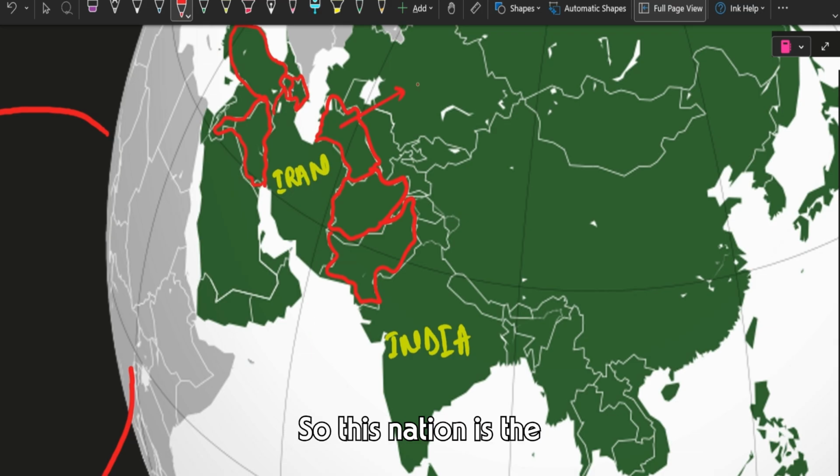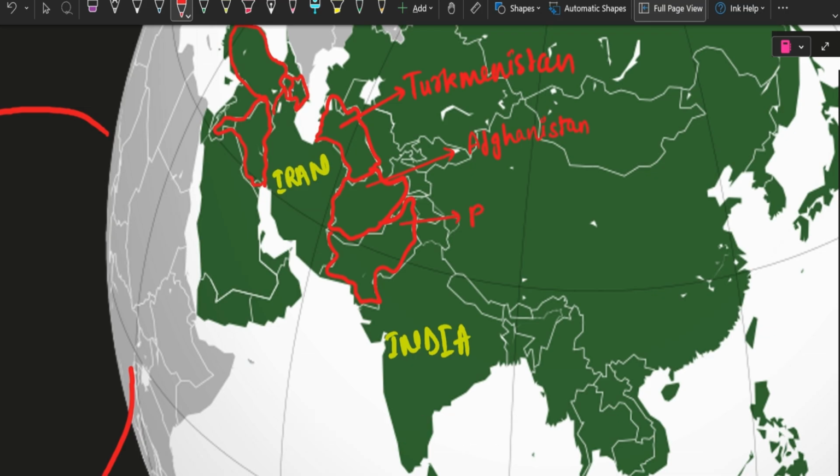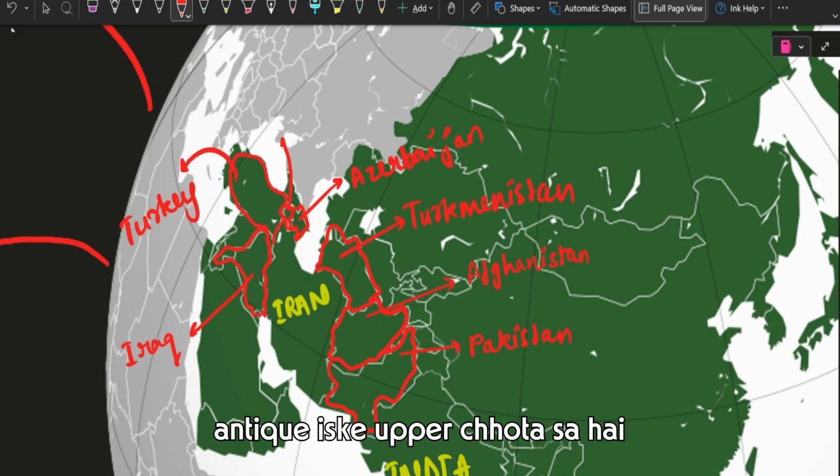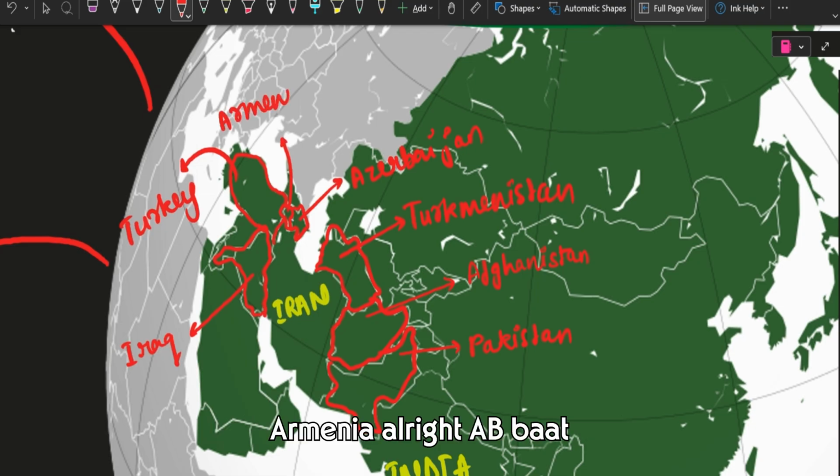So this nation is Turkmenistan, this nation is Afghanistan, this nation is Pakistan, this right here is Iraq, this is Turkey, ये है साइड में अजरबैजान, और ठीक इसके ऊपर छोटा सा है आर्मेनिया.